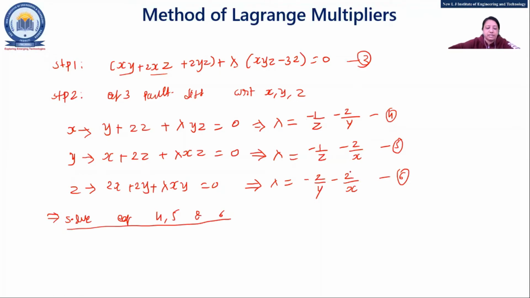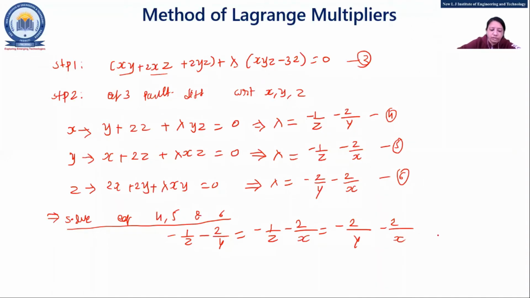So what would be the answer for this? Again, same like the previous thing you can write, all are lambda. So you can write this equal to this. That means minus 1 upon z minus 2 upon y equal to minus 1 upon z minus 2 upon x equal to minus 2 upon y minus 2 upon x. So just take any two equations, and from that write down the relation between x and y, or z and x. So you will get something.